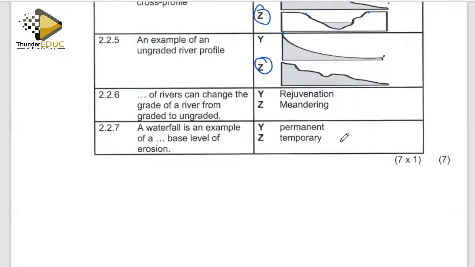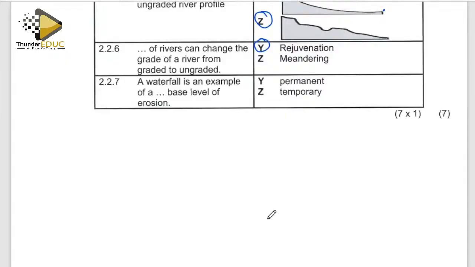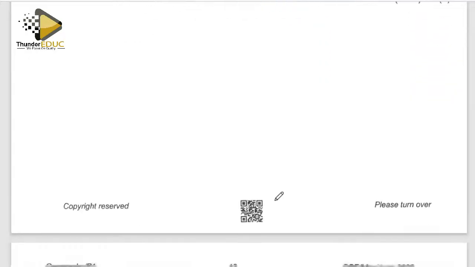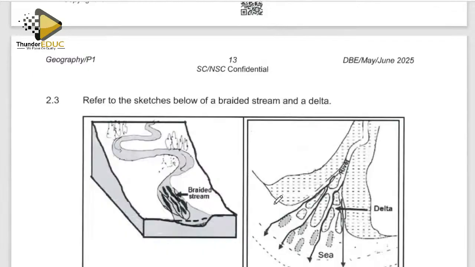Right, number 2.2.6, dash of rivers can change the grade of a river from graded to ungraded. That is rejuvenation. I think I've talked about that. Right, a waterfall is an example of dash base level. It's a temporary base level. Waterfalls exist along the river channel when they have not attained a grade. When the waterfalls are ultimately eroded, the river attains a smooth concave shape without waterfalls, without rapids along the channel, or without lakes in the channel, because those are temporary base levels of erosion.